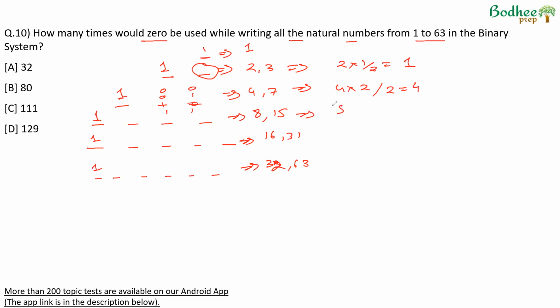8 to 15, there are 8 numbers and there are 3 slots. So 8 into 3, 24 slots have to be filled, 3 slots for each number. Half of them will be 0, so 12.